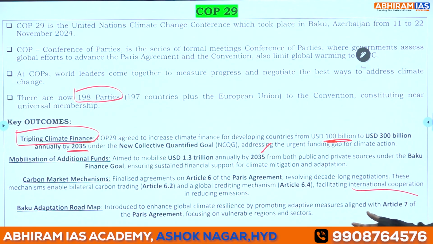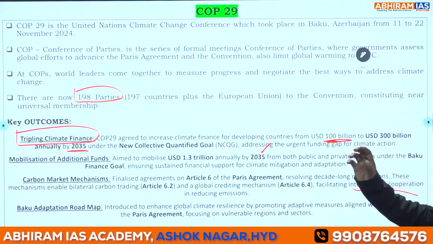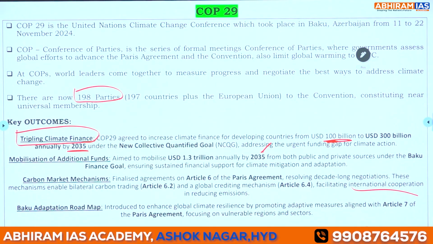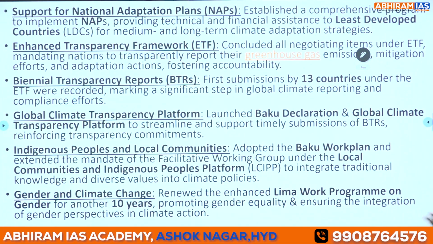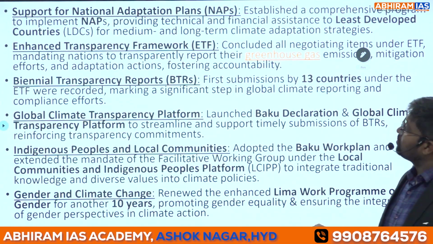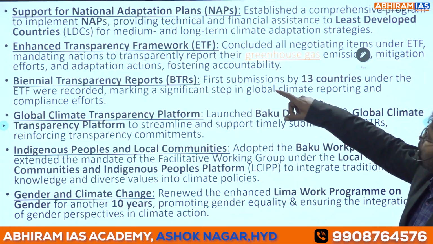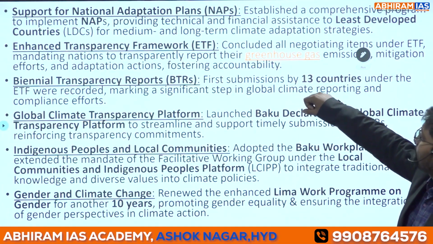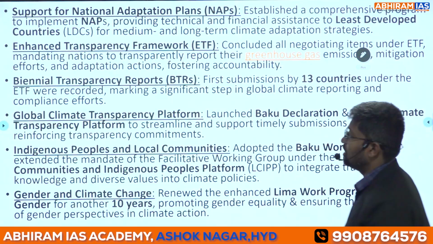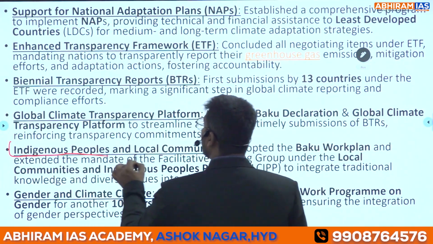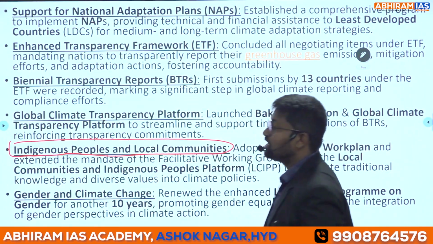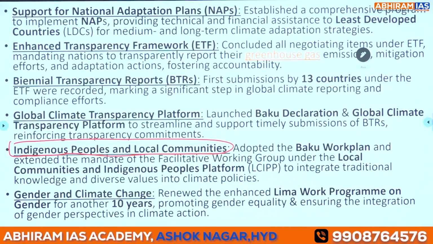Its aim is to enhance global climate resilience, to promote climate resilience. So this is the Baku adaptation roadmap. More than that, this is very much important: support for indigenous peoples and local communities. To support indigenous and local communities, they adopted the Baku work plan and extended the mandate of the facilitative working group under the local communities and indigenous peoples platform.